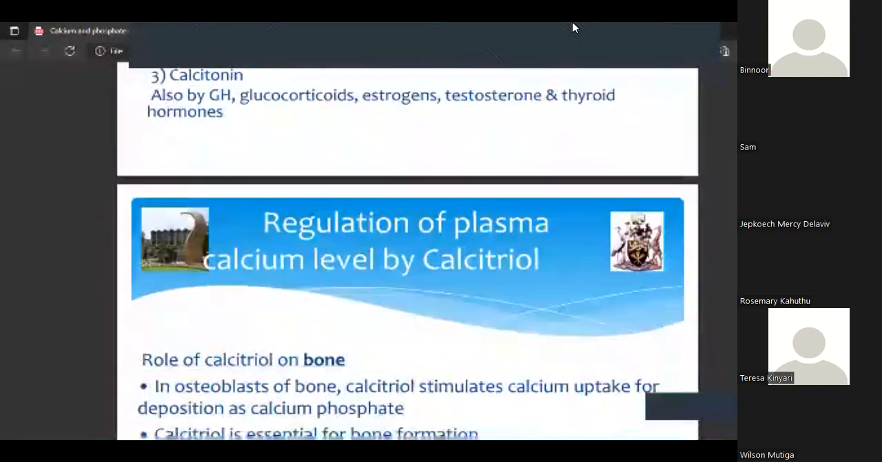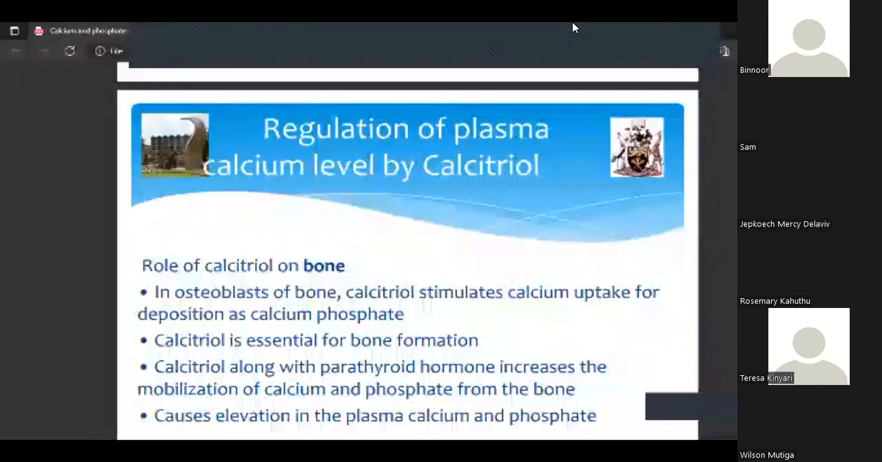Let's look at calcitriol. The way calcitriol acts on bone is that it stimulates calcium uptake for deposition of calcium phosphate, and it does this by activating the osteoblasts. So therefore, calcitriol is very essential for bone formation, and this is usually vitamin D. And so along with the parathyroid hormone, it increases the mobilization of calcium and phosphate from the bone, and therefore it increases plasma calcium levels and plasma phosphate levels when they are low.